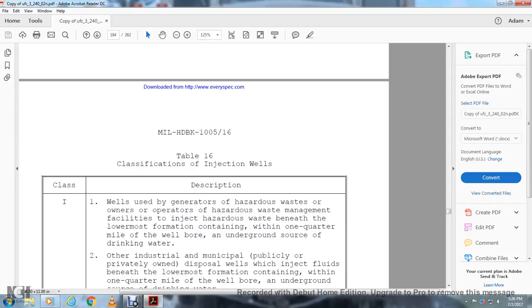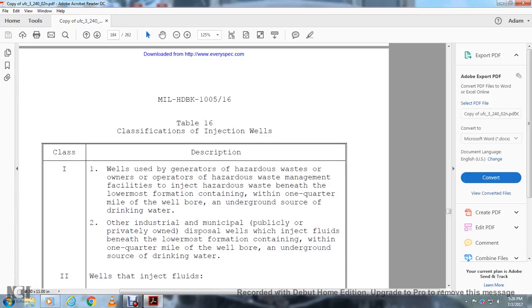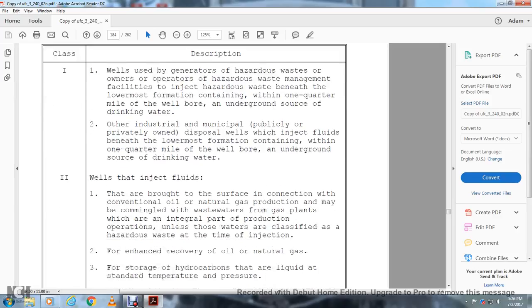Alright, Table 16 shows the classification of injection wells. Class 1. Wells used by generators of hazardous waste or owners and operators of hazardous waste management facilities to inject hazardous waste beneath the lowermost formation containing, within 1/4 mile of the well bore, an underground source of drinking water. Other industrial and municipal, public or privately owned disposal wells inject fluids beneath the lowermost formation containing, within 1/4 mile of the well bore, an underground source of drinking water.